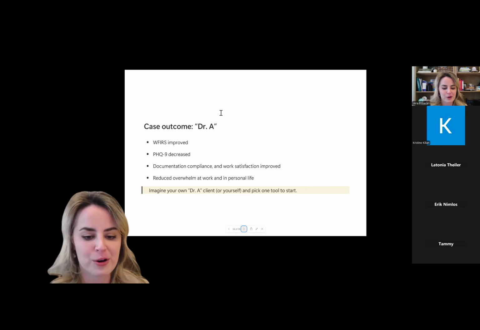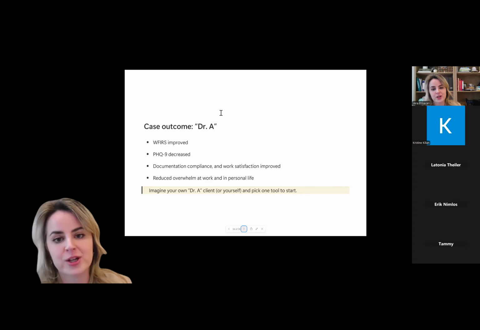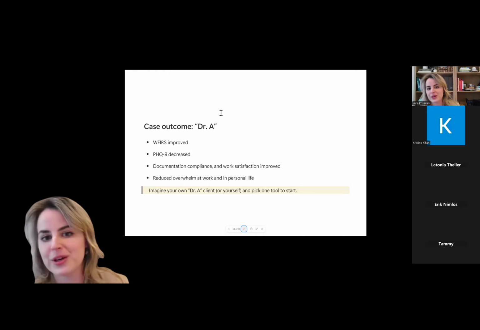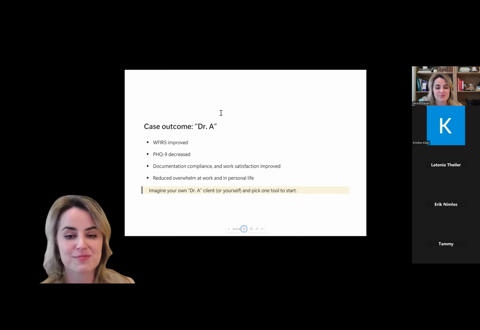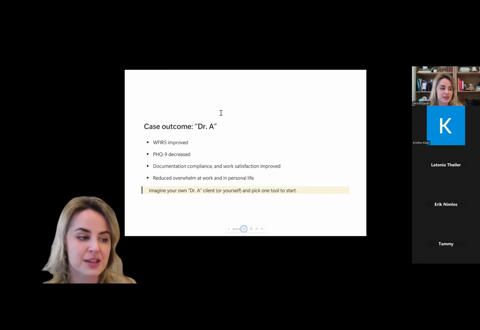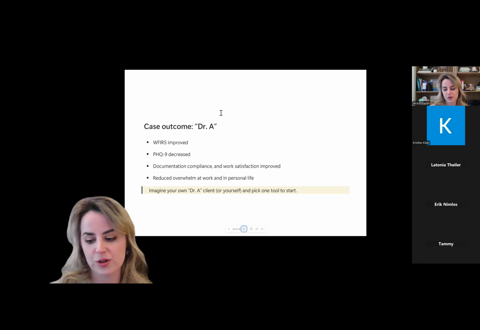So imagine your own Dr. A client. Maybe it's yourself, maybe it's a family member. Imagine that transformation from current snapshot to where you could be in 5 months, 5 years. Pick one tool to start. I think even five can sound too many, but I gave you some to choose from. Pick one.